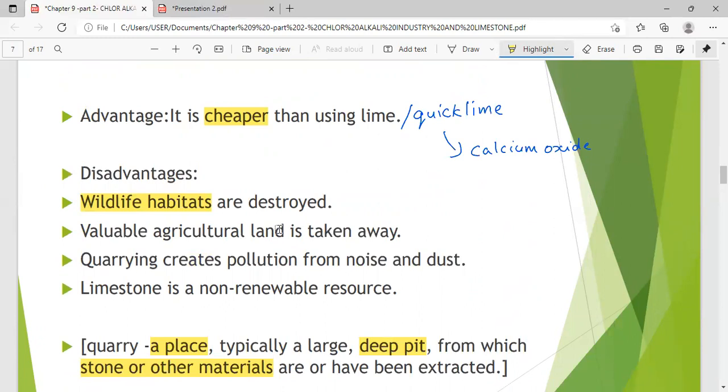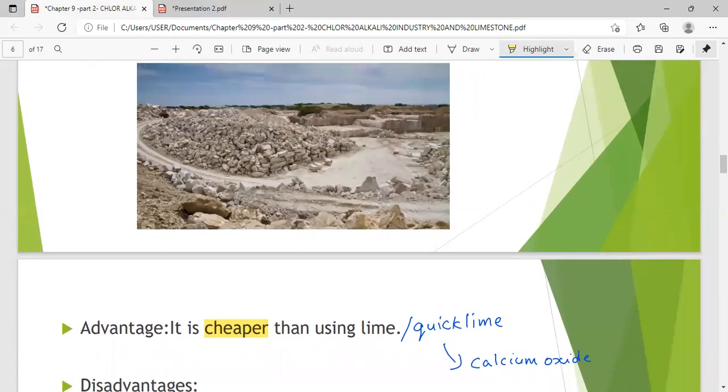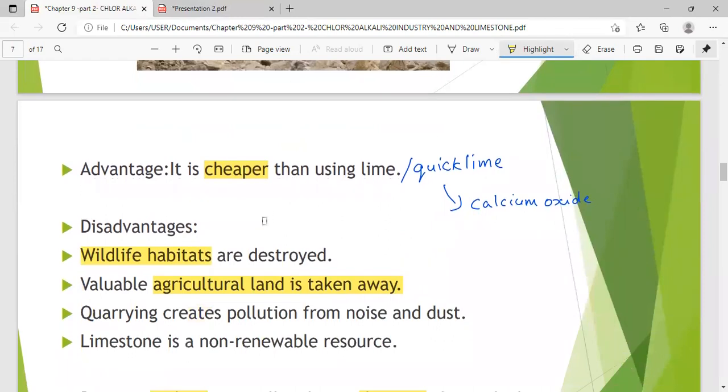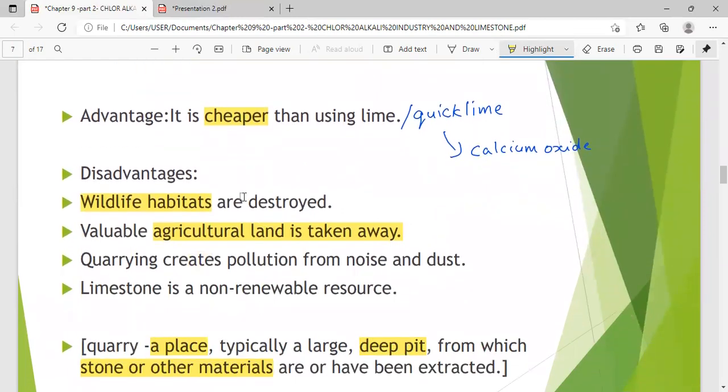Valuable agricultural land is taken away. Agricultural land is land that is used to grow crops like rice and other food crops. But what happens here? If you look at this particular area, it's also empty, and by the time they clear everything and then have to grow crops, it will take a long time. So agricultural land is taken away.